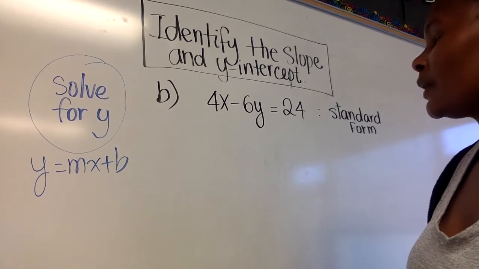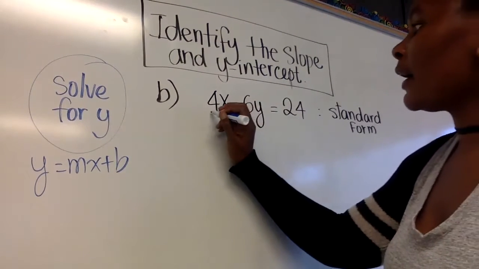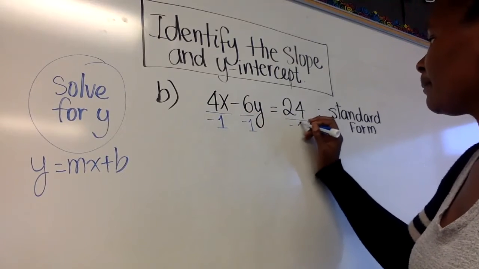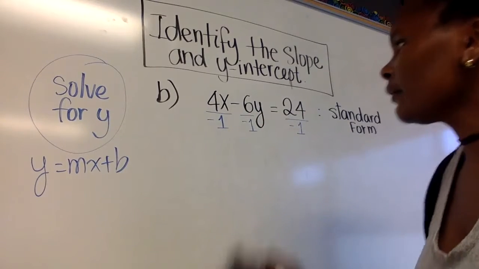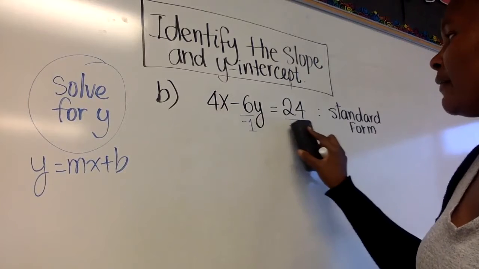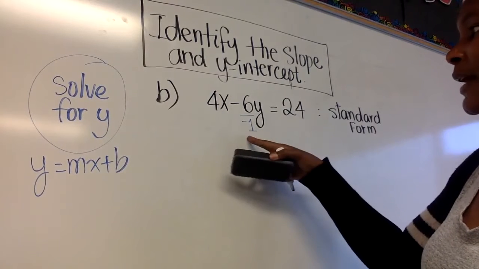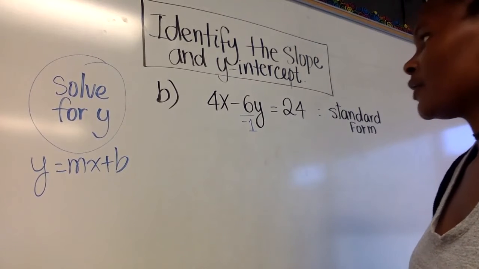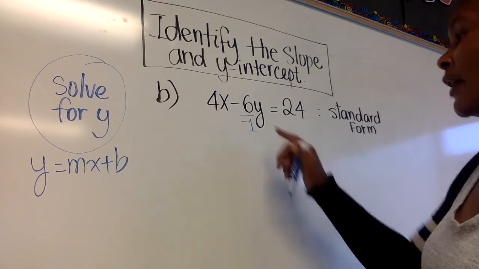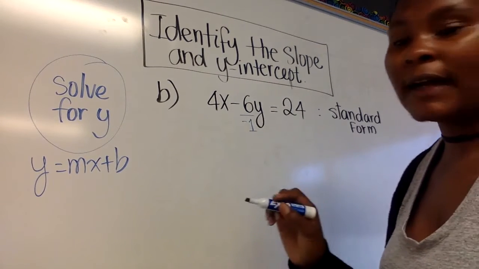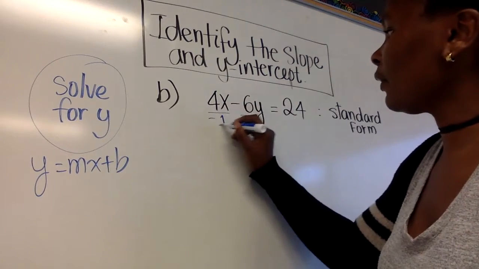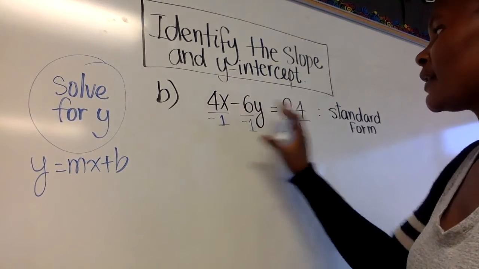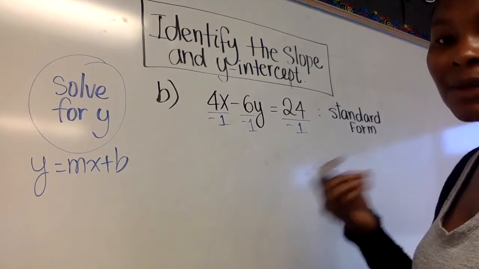So let me do that. I'm going to divide both sides by -1, or multiply by -1, it is the same. Now be careful. If you only divide the one term by -1 like that, you're not correct. You're changing the equation, and you do not want that. So make sure you divide every term by -1. Then you're not changing the equation, you are balancing it. It's the same equation, but written differently.